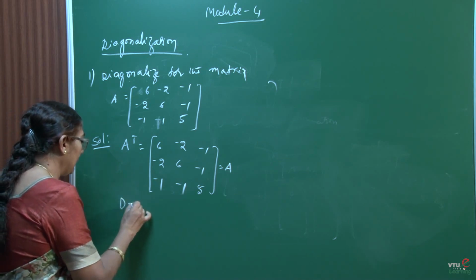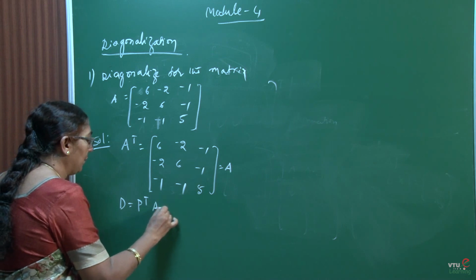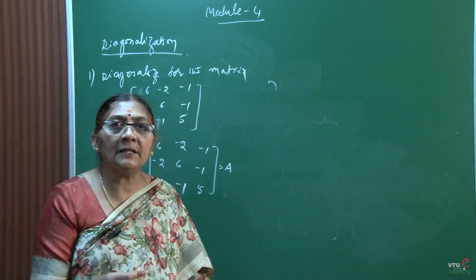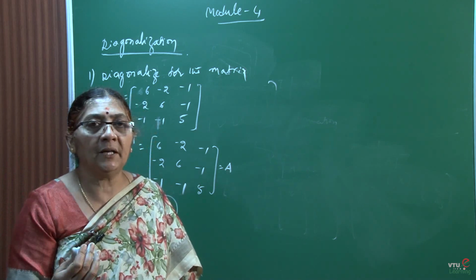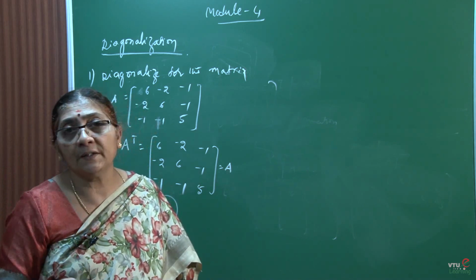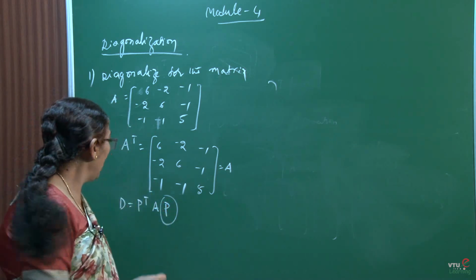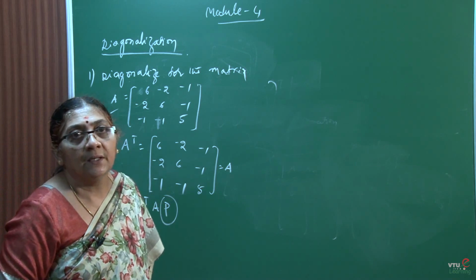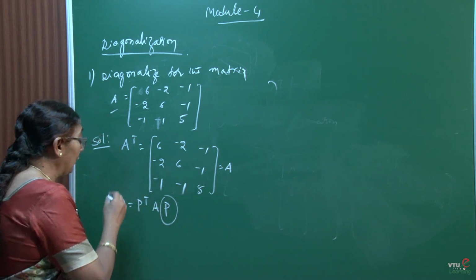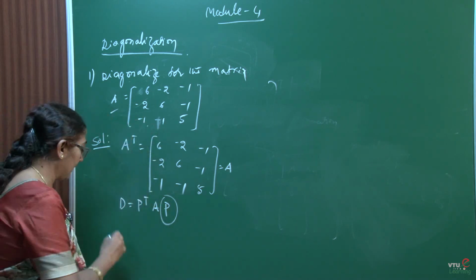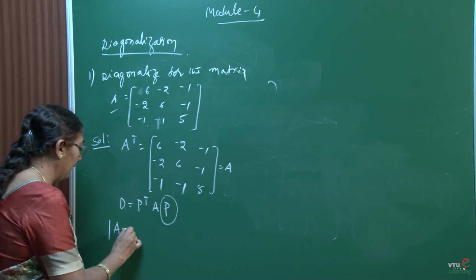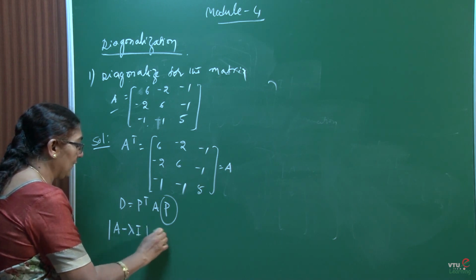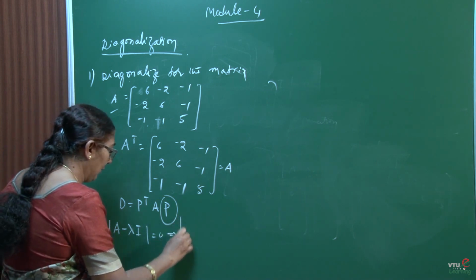The formula for D is P transpose A P. First, you find P. I told you P is the normalized orthogonal set of vectors of the given matrix. What's the given matrix here? A. How to find those vectors? First, you find the eigenvalues of this given matrix. How to find eigenvalues? A minus lambda I must be equal to 0. What is my A? A is the given matrix.